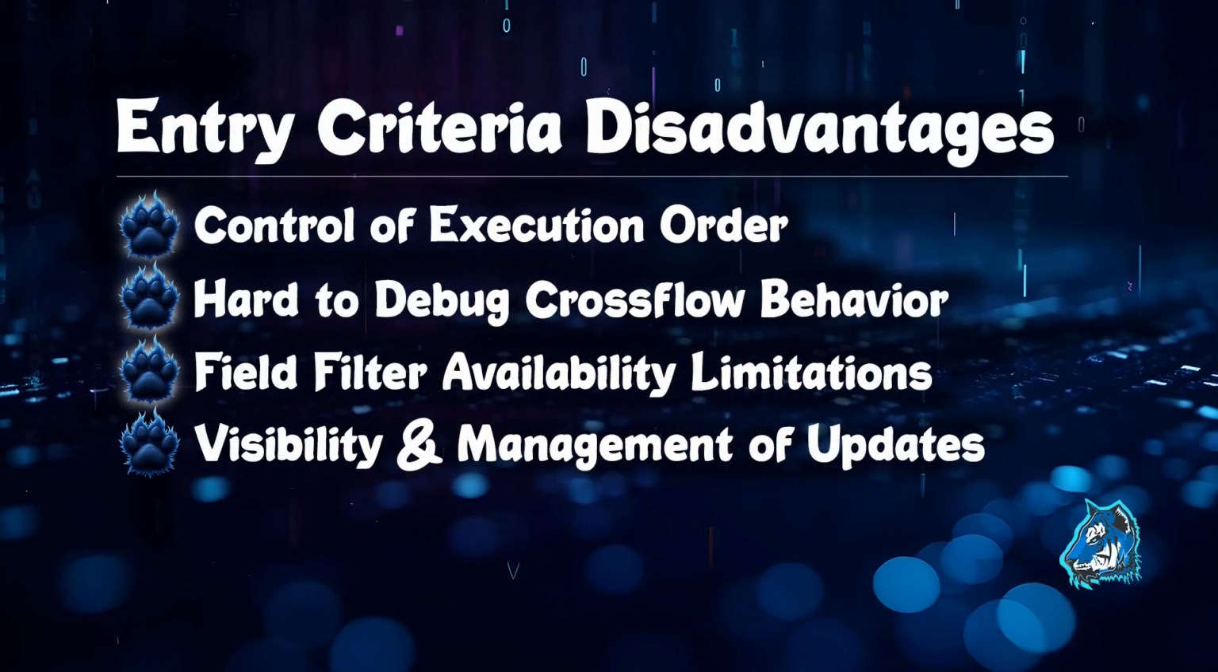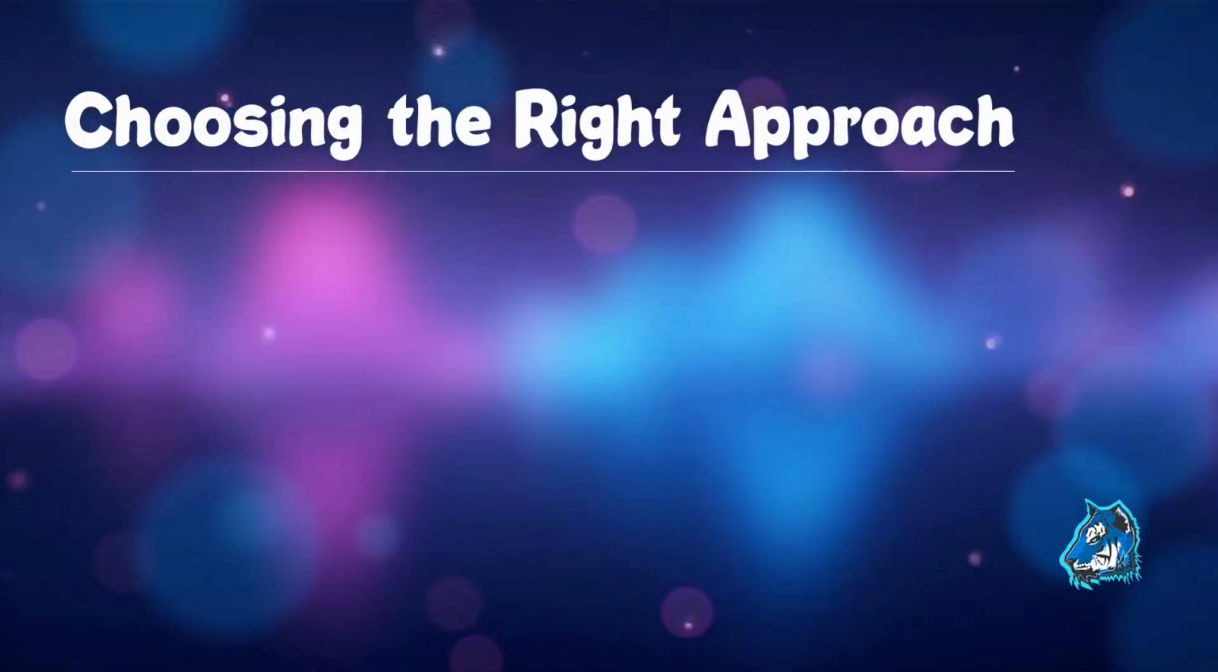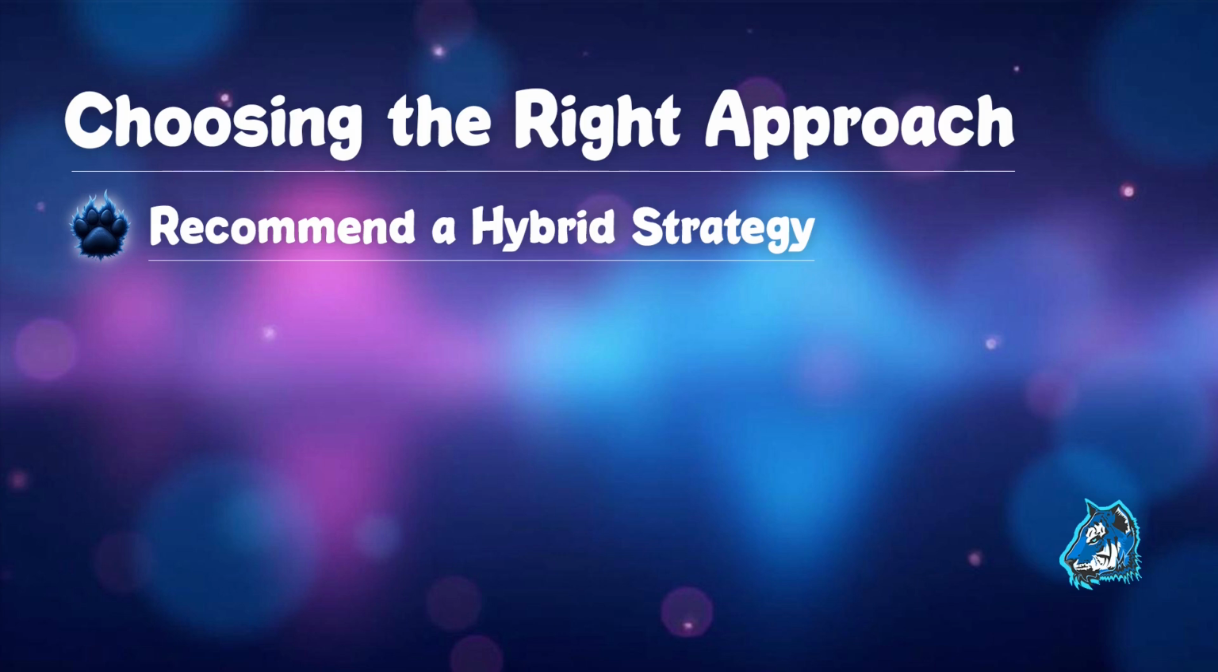We have some visibility and management of updates challenges as well. Understanding all of the actions that occur on a single object is difficult if you have a lot of record-triggered flows on a single object. Updates are more complex because you have to consider the logic for multiple automations if they are in a single flow. The best approach really depends on the situation, which is why we recommend a hybrid approach when building flows.